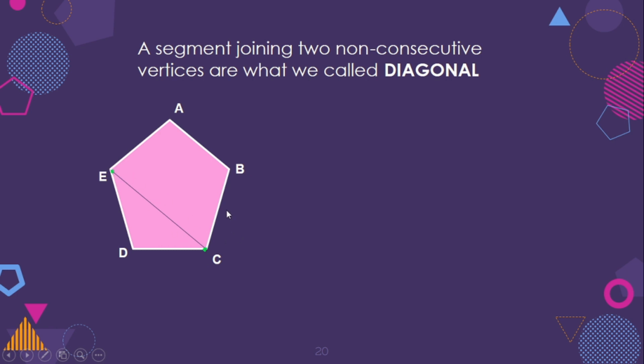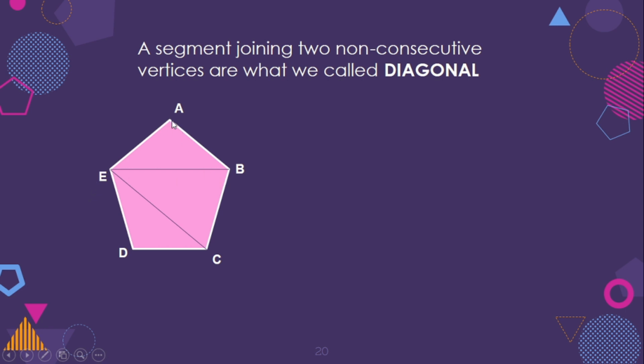Okay, another possible diagonal with E is EB. Diagonal EB, line segment EB. This is a diagonal because vertex E and vertex B are not consecutive vertices. They are not next to each other.